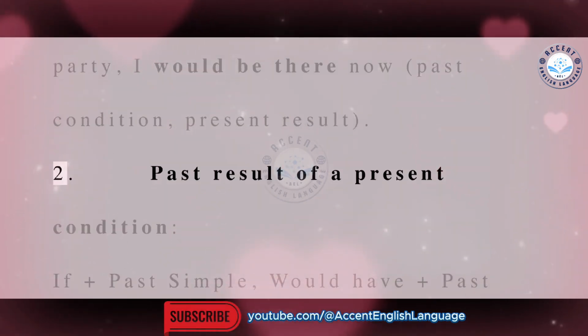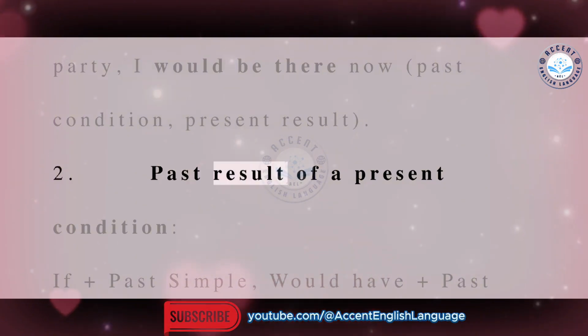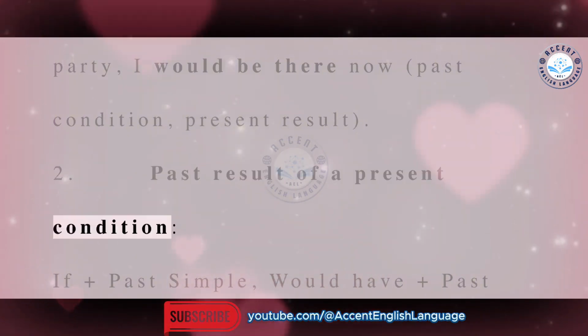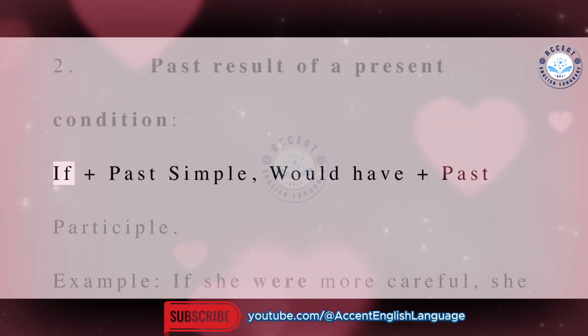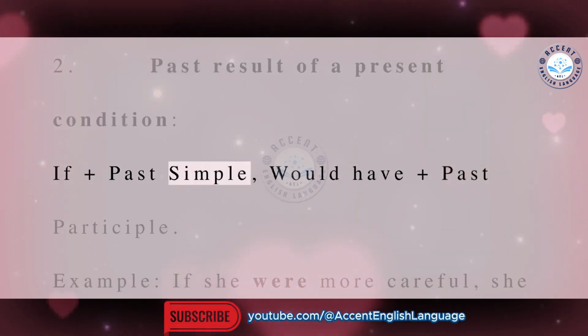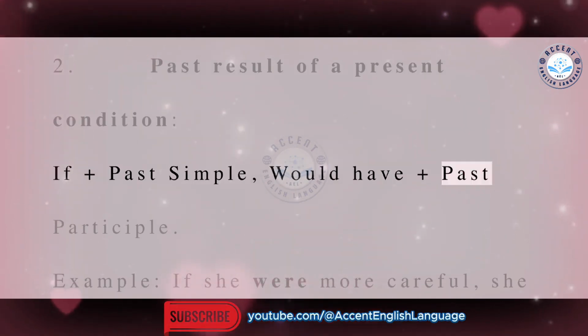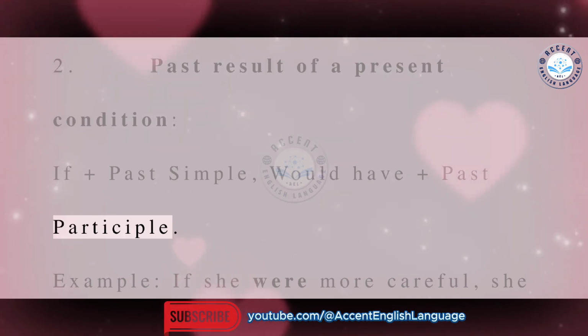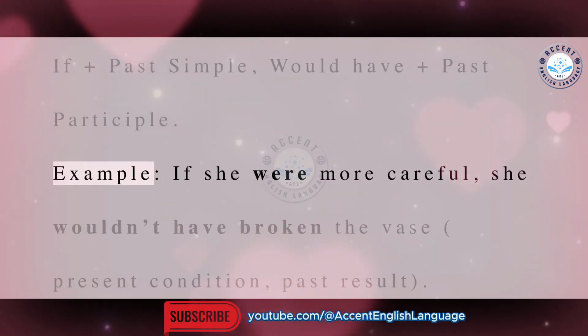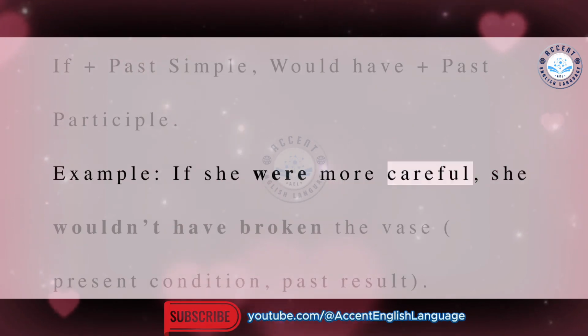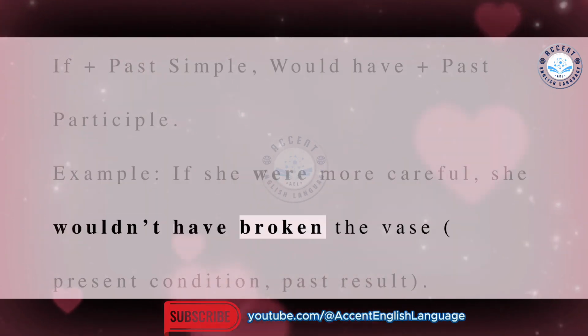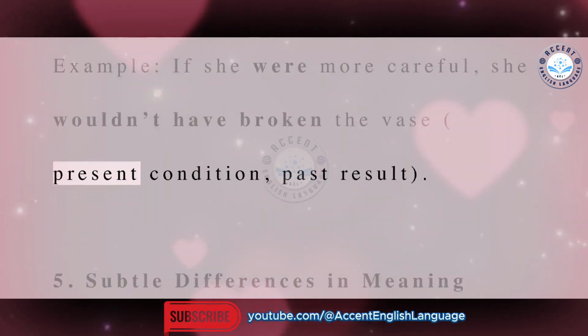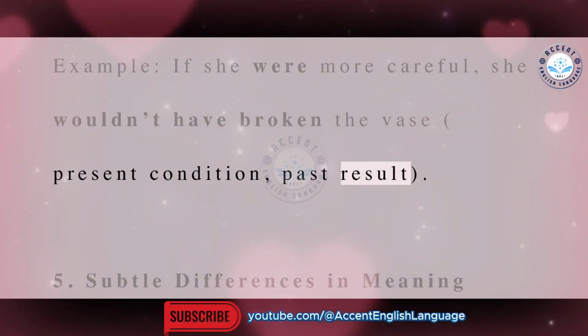2. Past result of a present condition. If plus past simple, would have plus past participle. Example, if she were more careful, she wouldn't have broken the vase. Present condition, past result.